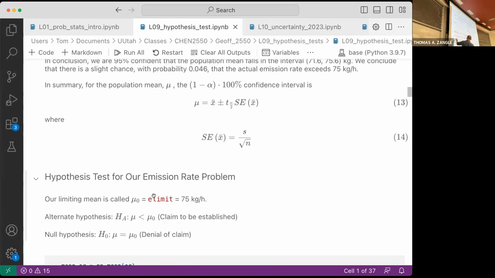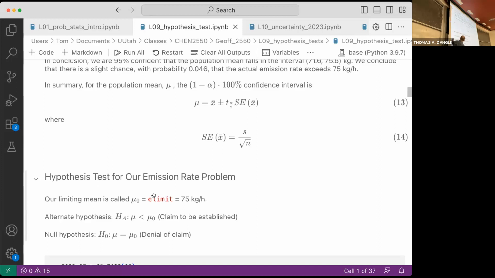So we're going to now say that our limiting mean, mu naught, is going to be equal to the limit that we're trying to test against of 75 kilograms per hour. So in this case, this is the limit of the mean of the actual population for which we would say that we are meeting the requirements of these emissions, right? So our mean has to be 75 kilograms per hour or lower. And so we're using this as the critical value that we're trying to assess using our t statistic.